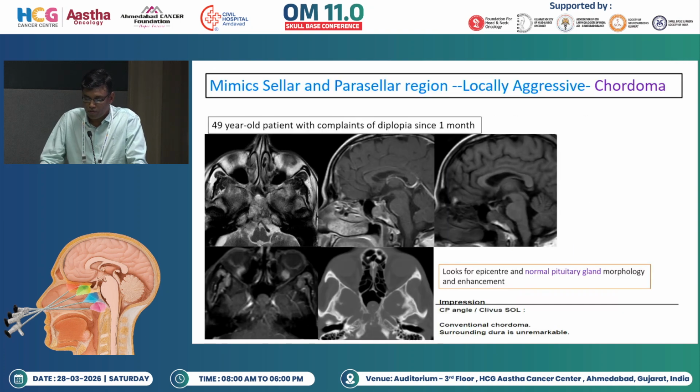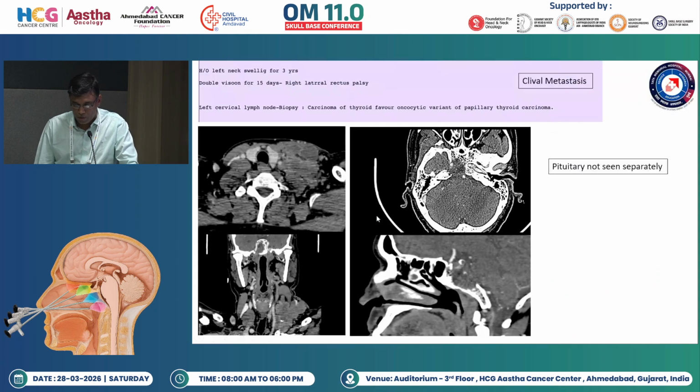There could be a lot of mimics that can arise in this particular location, like the chordoma. It looks like the pituitary gland is involved, but the enhancement pattern is entirely different. It is intensely and homogeneously enhancing. Just below that, the sella margin is actually destroyed, and this is the tumor in the midline. It is the chordoma that is lying there.